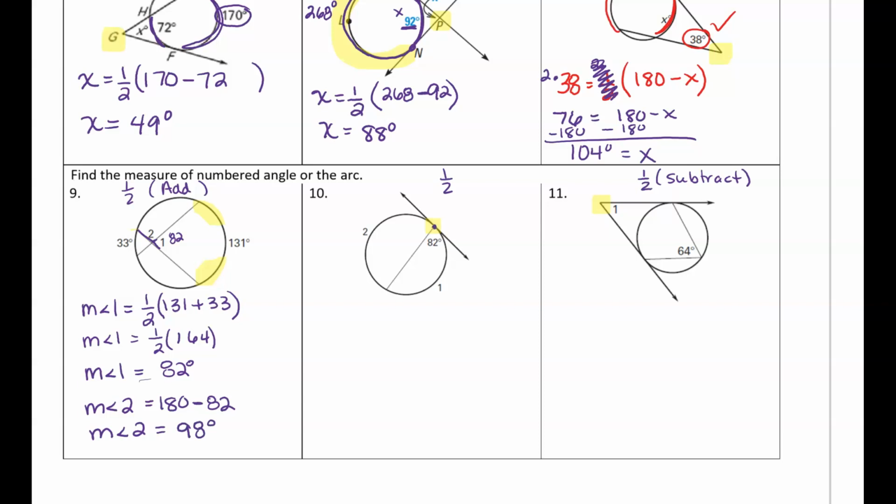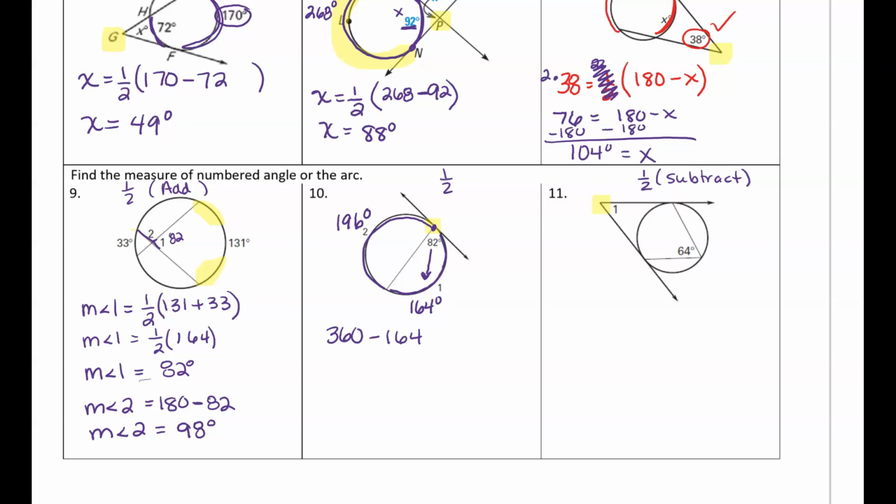Question 10, it is on the circle, so these act like inscribed angles. So if this is arc 1, the measure of arc 1, you look across and you are going to double it. So double 82, that is going to be 164 degrees. Now, again, if that's 164 degrees and then this makes up the rest of the circle, then the measure of arc 2 is going to be 360 minus 164. So the measure of arc 2 is going to be 196 degrees.